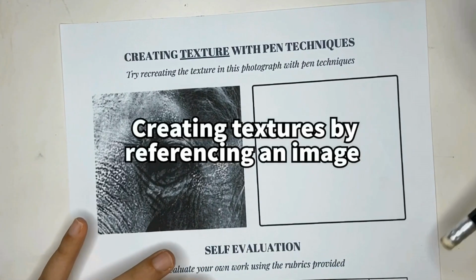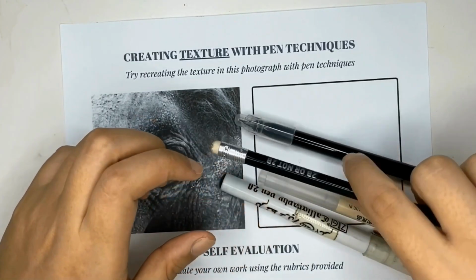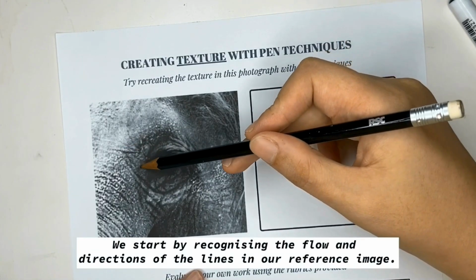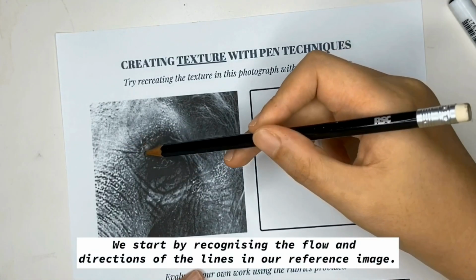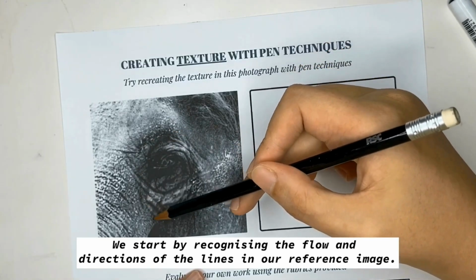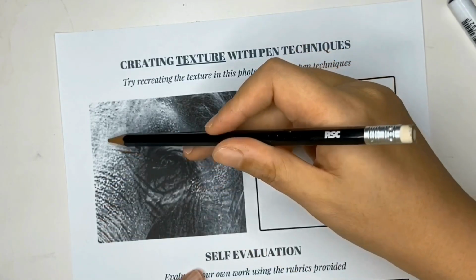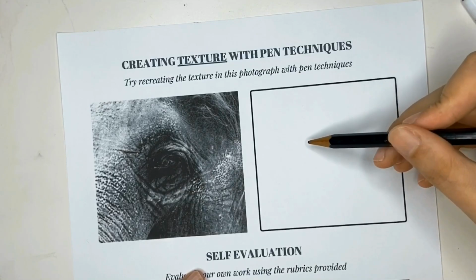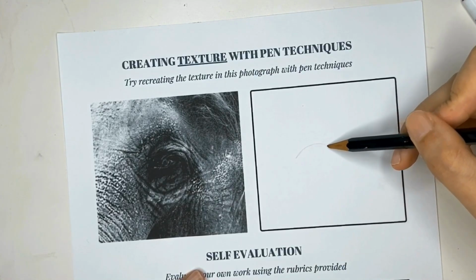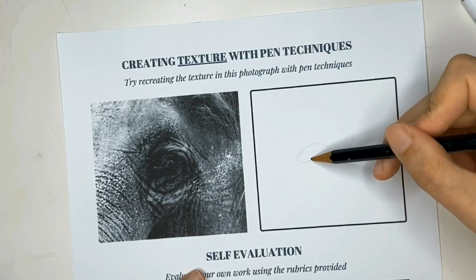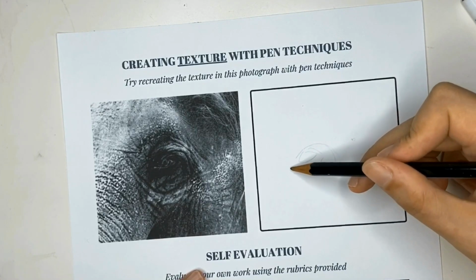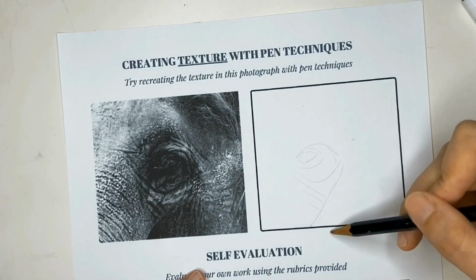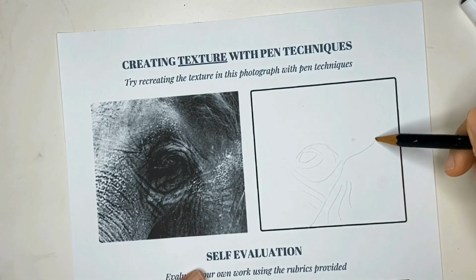Today we'll be learning how to create textures by looking at a reference image. So we'll start by recognizing the flow and directions of the lines in our reference image. And I'll transfer over to the box with a pencil. This step is quite important, so try to do it as accurately as possible.